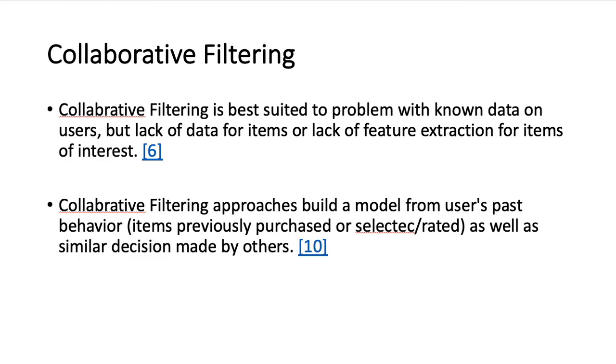We can talk about a few detailed algorithms, for example, collaborative filtering. This is the best fit for the problem where we have a lot of user visit history from different users, but we lack detail for the items, or lack feature extraction for the items of the internet. What that means is we want to build a model from the user's past behavior, not necessarily from the features between the item and the user.